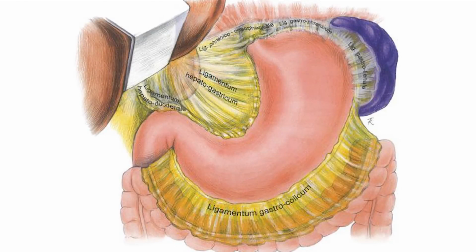Derivative ligaments of the peritoneum. From the ventral mesentery comes the ligament of the liver. A derivative of the dorsal mesentery is the gastrocolic ligament. Overgrown vessels form the round ligament of the liver.